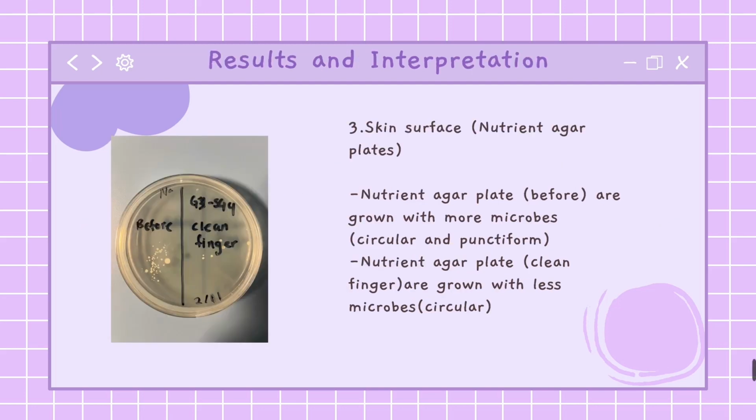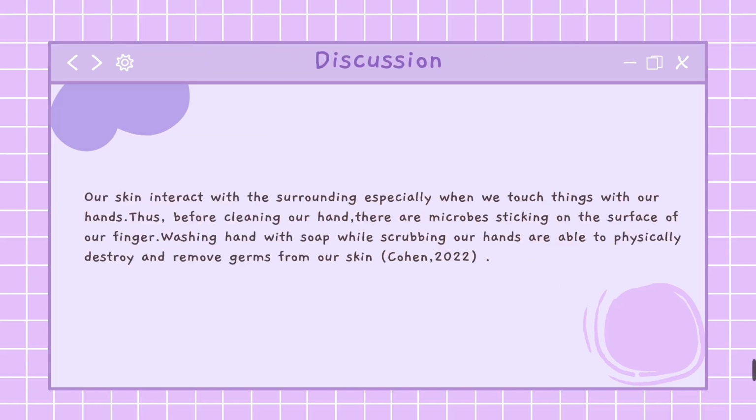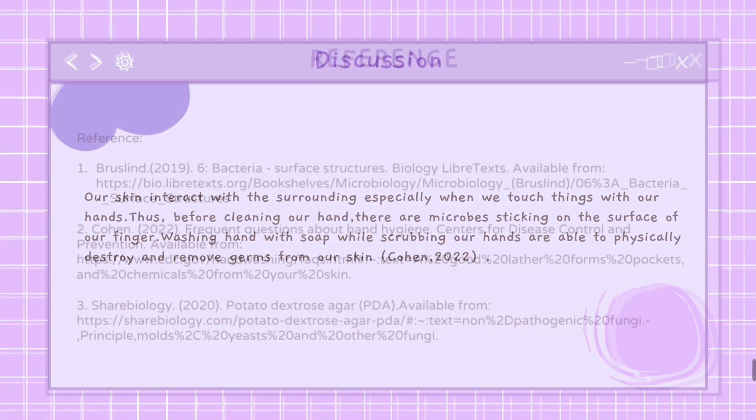The third part is pressing clean and unclean thumbs on nutrient agar plates. Results: nutrient agar plate before cleaning the finger is grown with more microbes, which are circular and punctiform. Nutrient agar plate after cleaning the finger is grown with fewer circular microbes. Discussion: our skin interacts with the surroundings, especially when we touch things with our hands. Thus, before cleaning our hands, there are microbes sticking on the surface of our fingers. Washing hands with soap while scrubbing our hands is able to physically destroy and remove germs from our skin.